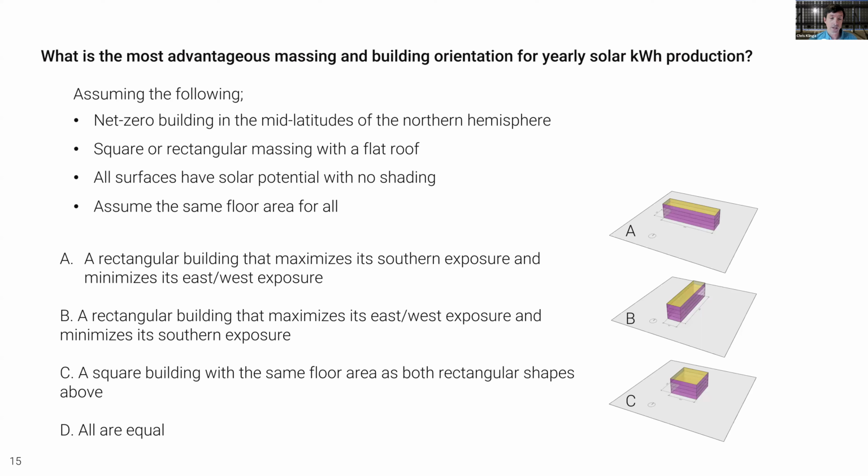Option B is that same building turned 90 degrees with that broad area facing east and west. And then option C is just a square version. And so the question here is, which one of these is best for solar production, or are they all equal?